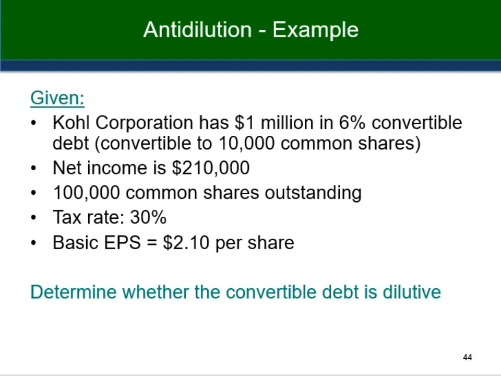An example: Coal Corporation has $1 million in 6% convertible debt, so $1 million at 6% would be $60,000 of interest. It's convertible to 10,000 common shares. Our tax rate is 30%. So if we converted all of them, we could save ourselves 60,000 times 70%, $42,000 in interest, and we divide that over the 100,000 common shares outstanding. It's $4.20, and basic earnings per share is $2.10, so it would be anti-dilutive.